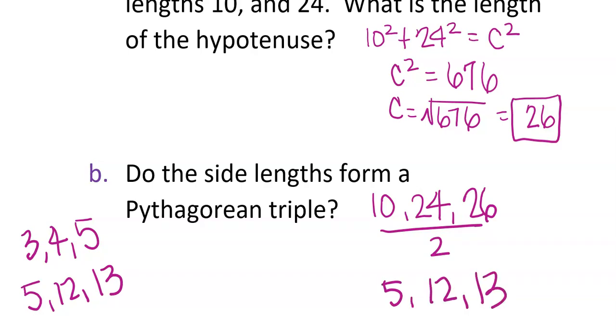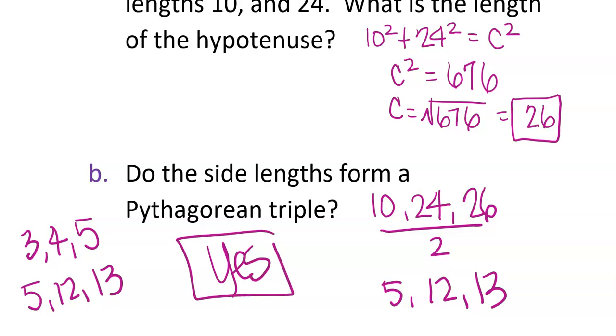So any multiples of 3, 4, 5, 5, 12, 13, or any of the other ones they had listed, if they're multiples of those numbers, it does work that way as well. So with this one, they took that 5, 12, 13 triangle and multiplied it by 2. They just made it 2 times bigger. So this one is yes. But the other way that you can tell is if you have an exact answer for C, not a 26.7 or a square root of a long decimal number.